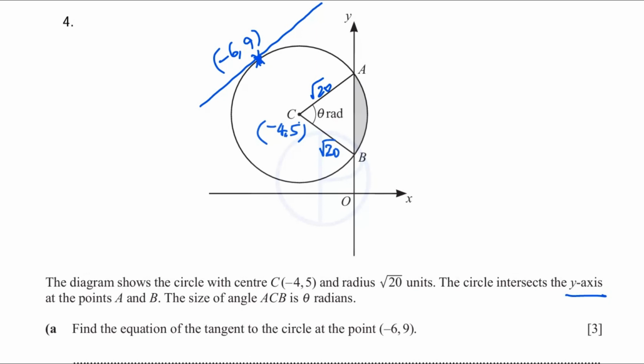So we have got the center of the circle and a point which lies on the circle. From that we can work out the gradient of the radius, basically the slope of the line going from the center to the point.